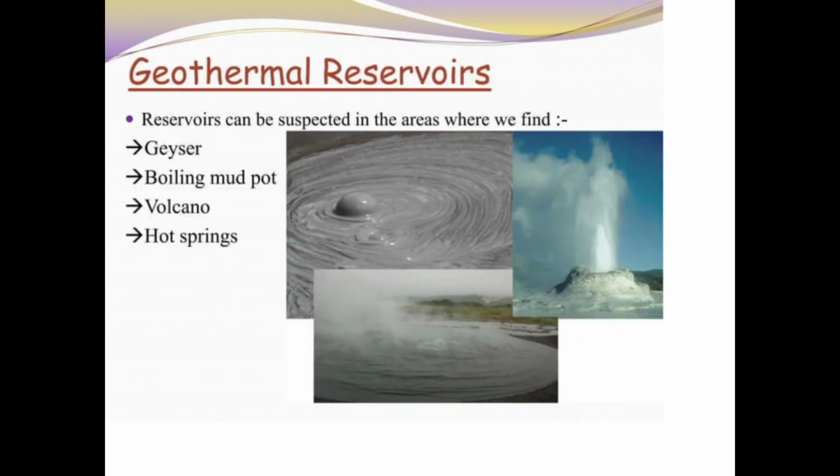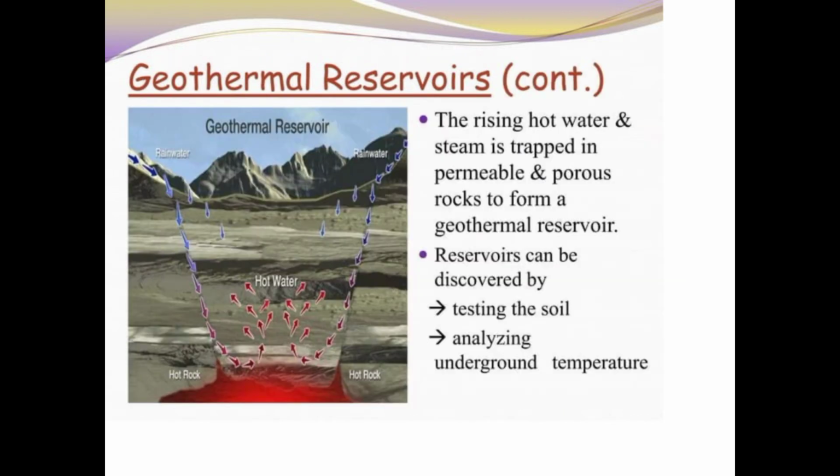So how can we know that there is a geothermal reservoir? We can guess by seeing boiling mud pots, volcanoes, hot springs, and geysers. So these are the indications that there is a geothermal reservoir. We also know by testing the soil and analyzing the underground temperature. So when we analyze both things, then we know that there is a geothermal reservoir.